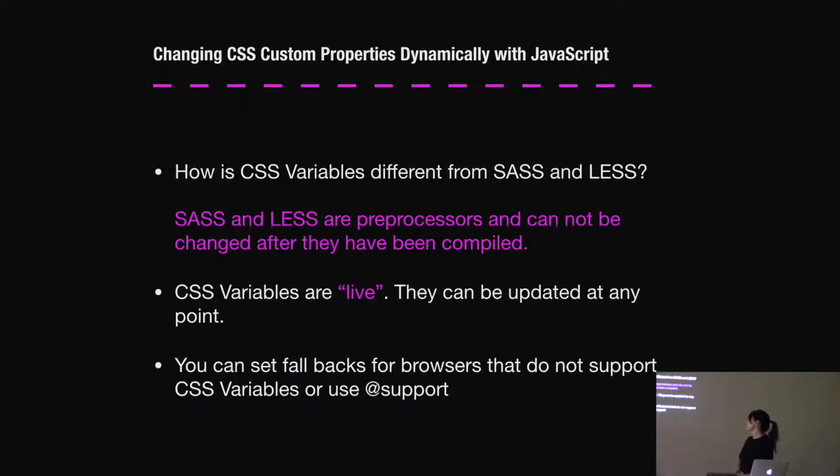So how are CSS variables different from Sass and Less? Well, Sass and Less are preprocessors and cannot be changed after they've been compiled, unfortunately. But the difference is that CSS variables are live. They can be updated at any point, which is very, very cool. You can also set fallbacks.